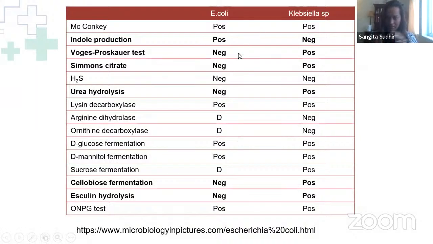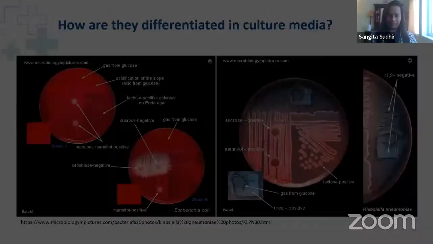Apart from that, there are various other tests as well, like the indole test, as I already said, the Voges-Proskauer reaction, where we can identify Klebsiella, the Simmons citrate test and hydrogen sulfide test, both negative, urea hydrolysis, positive, lysine decarboxylase, both positive, cellobiose fermentation, where Klebsiella will turn out positive, and a lot more. Just to give an idea, all of these tests help us differentiate between each of these Enterobacteriaceae.